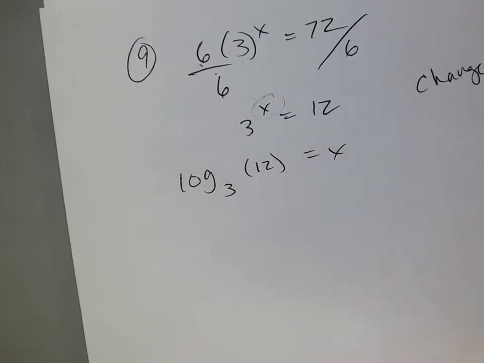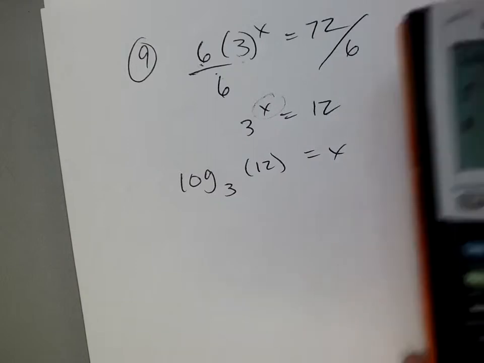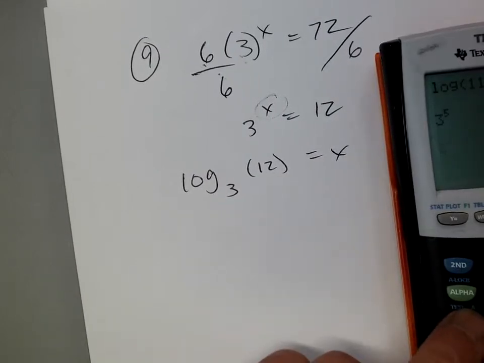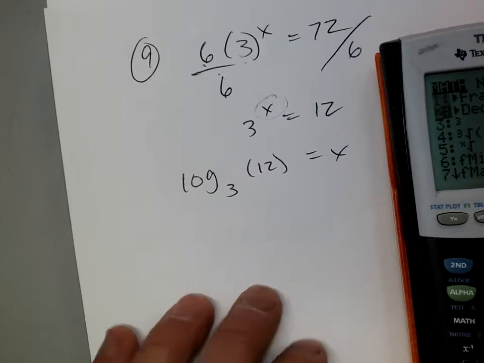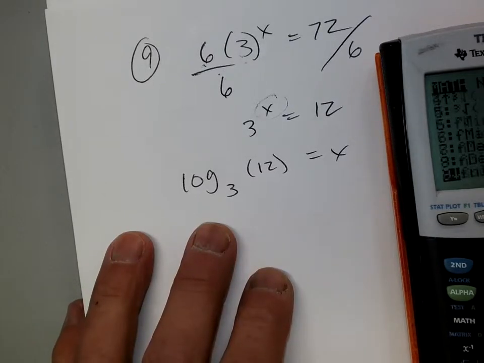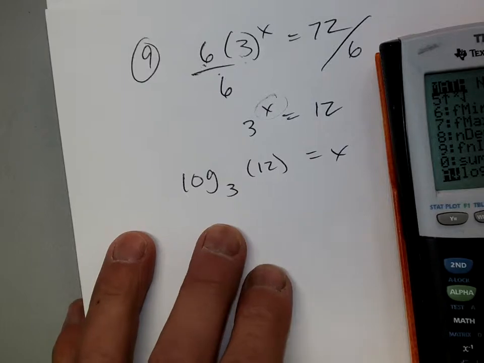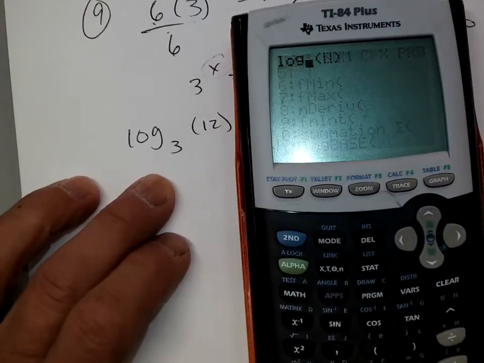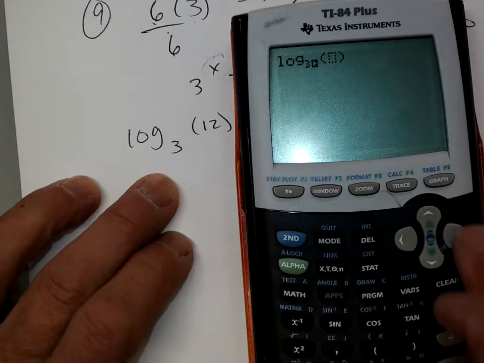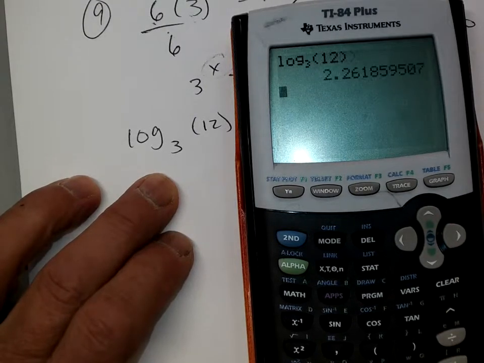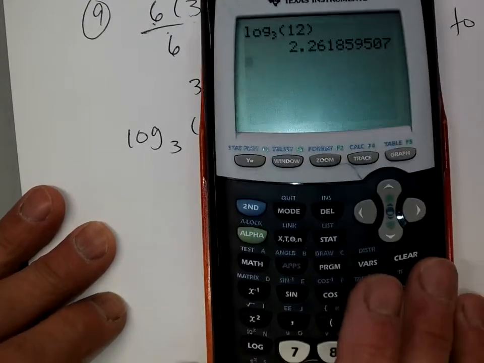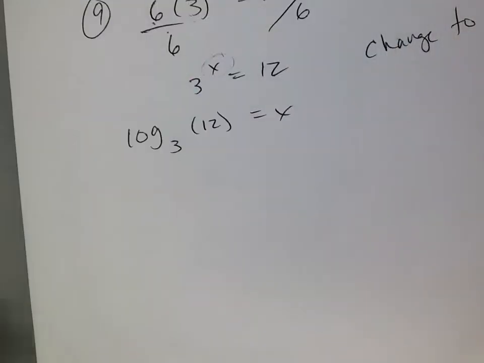I think we got a log base in our calculator, don't we? Remember that? So go to math, go way down. Log base, right? There it is. Found my log base. You guys see that? Enter log base 3 of 12. I get about 2.26. Wait, I did it wrong. It's okay.